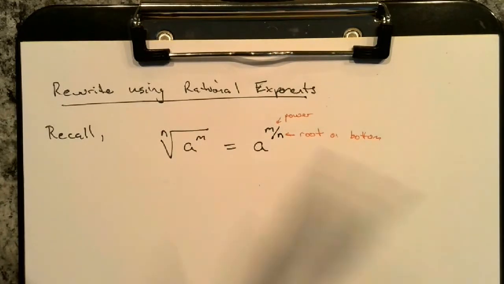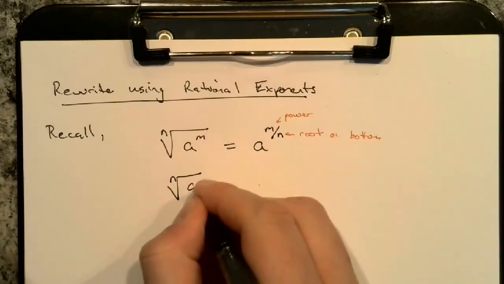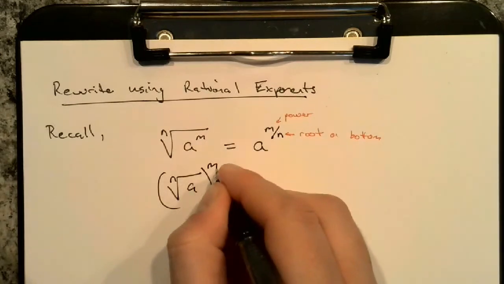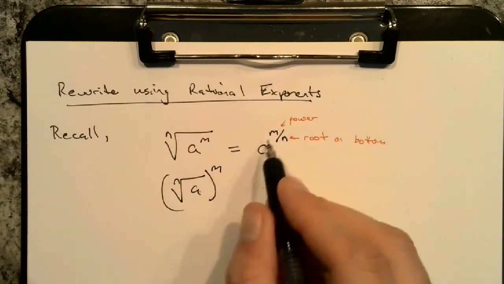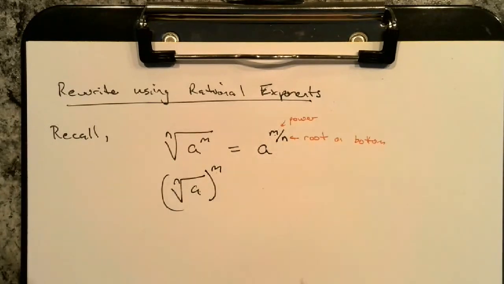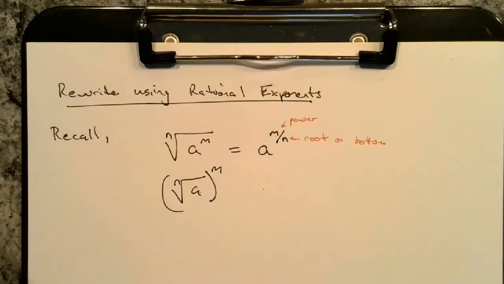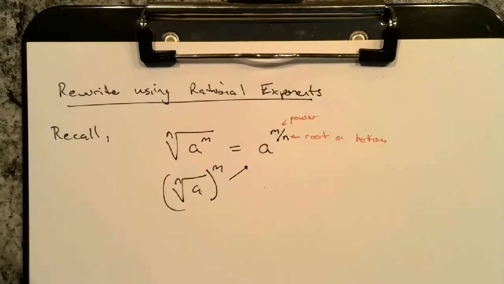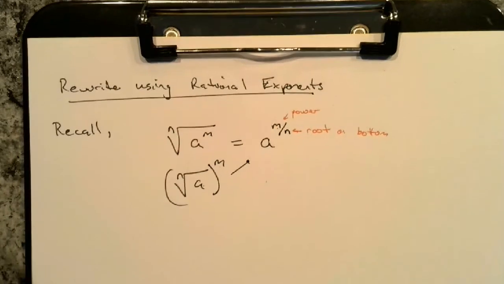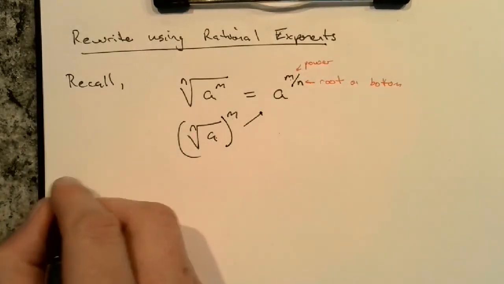You might also see the same thing written as the nth root of a all to the m power, but still, the base is a. It's raised to the power of m, the root is in the denominator, which is n. These are the same thing, so they're all equivalent.